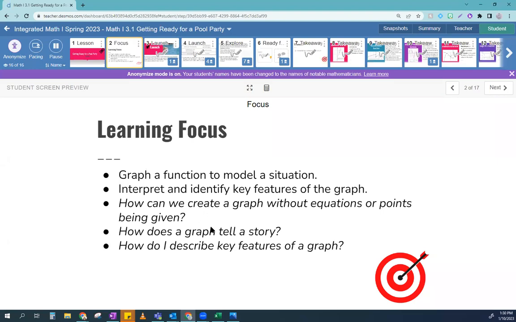And then the questions that you'll be able to answer today are, how can we create a graph without equations or points being given? And how does a graph tell a story? And how do I describe key features of a graph?